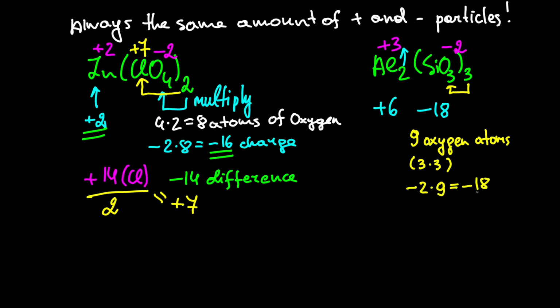The difference between the positive and negative particles is -12. So silicon should generate 12 positive particles. We have 3 Si atoms in the compound, so 12 divided by 3 is equal to 4. The silicon oxidation state in aluminum silicate is +4.